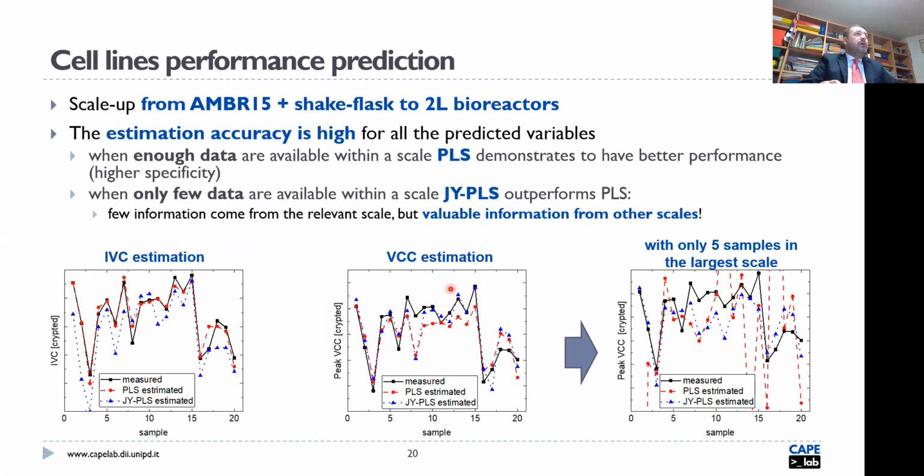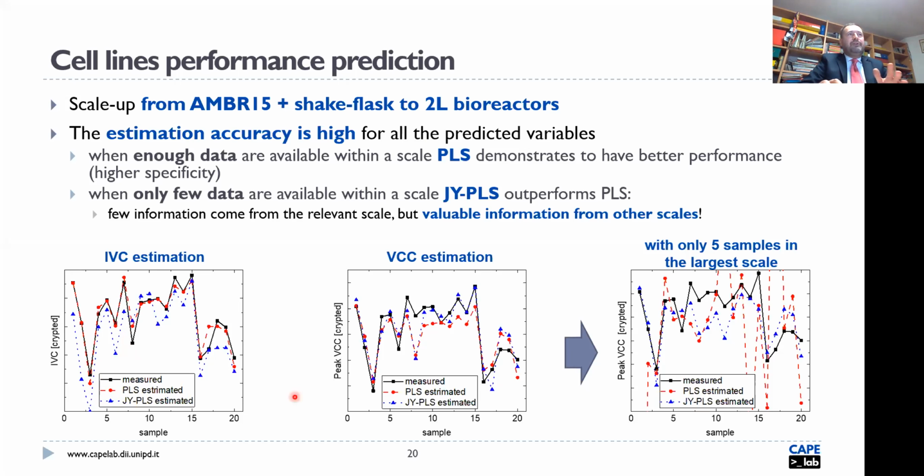And now I'm showing to you the scale-up from Ambr 15 and shake flask to a 2-liter bioreactor. And here you can see that sometimes the scale-specific model built with the PLS is good because it is scale-specific. So the prediction, for example, of the IVC in red points are always well close to the real measurement of the IVC.